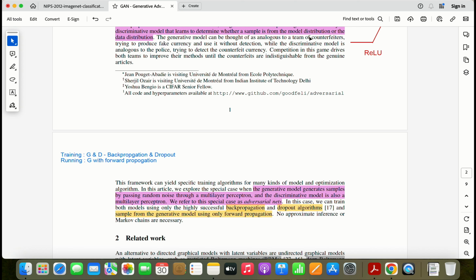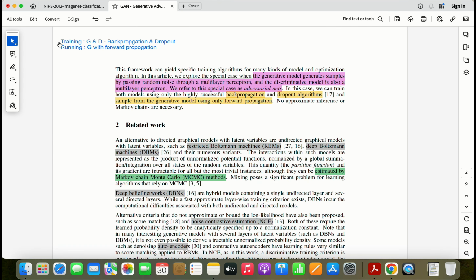So let's suppose there are two teams. One is counterfeiters and one is police. The police is trying to catch fake currency, and the counterfeiters are trying to fool the police. So in this process, the police is also becoming better at catching, and the counterfeiters are trying to make currency by which they are able to fool the police. So their ultimate goal is to produce fake currency which is undetectable, right? That's what GAN is trying to do. Its ultimate goal is to produce data which is undetectable by the discriminator, but in the process, the discriminator is also getting trained.